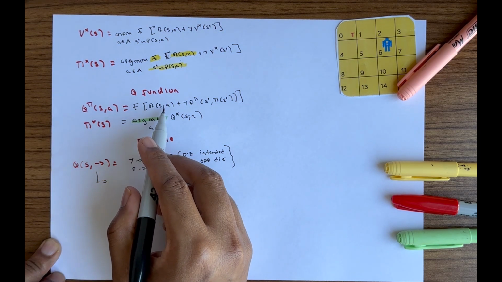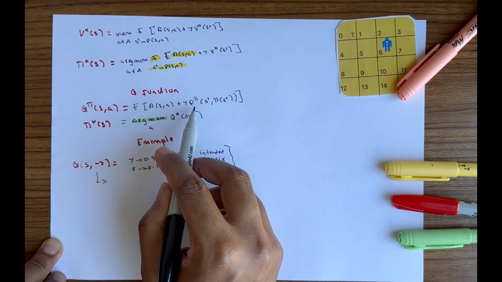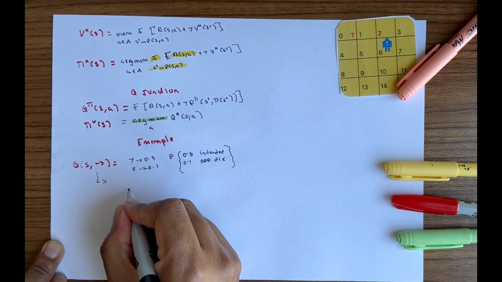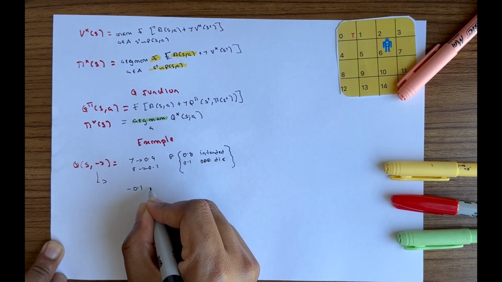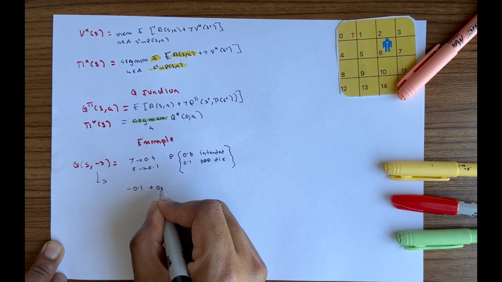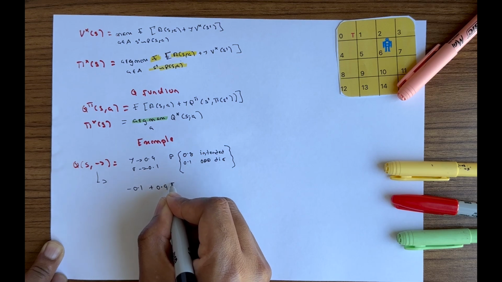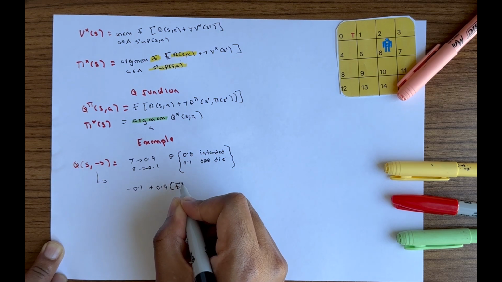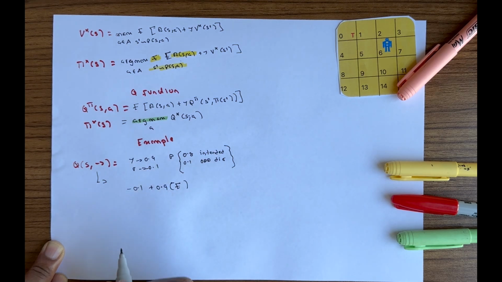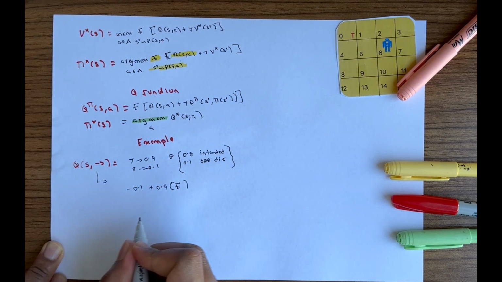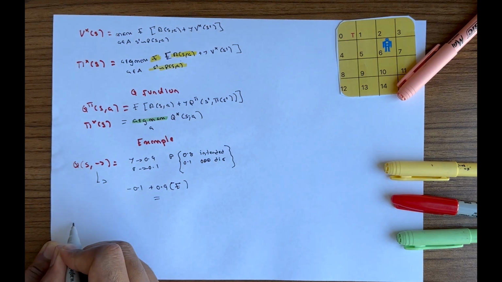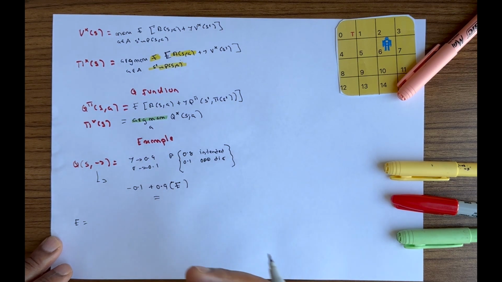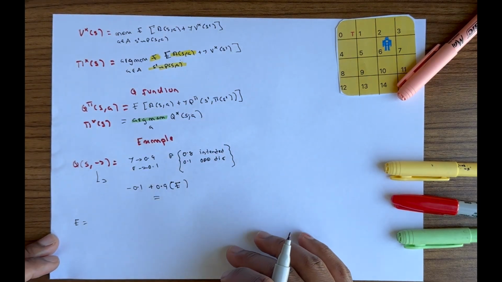So from the equation, we can take the expectation inside. Here we need the reward signal, which is minus 0.1, plus the gamma of 0.9 times the expectation. Let's see, I'm going to call it the expectation value. Let's compute the expectation, because that is where most of the information comes in.